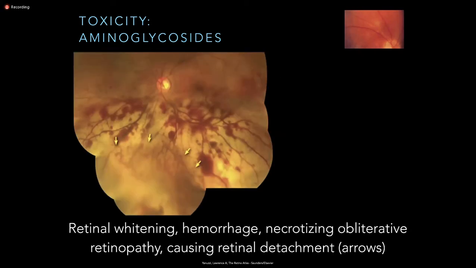Here's a picture of a patient with retinal whitening, hemorrhaging, severe necrotizing obliterative retinopathy, causing an inferior detachment, which is what the arrows indicate there.